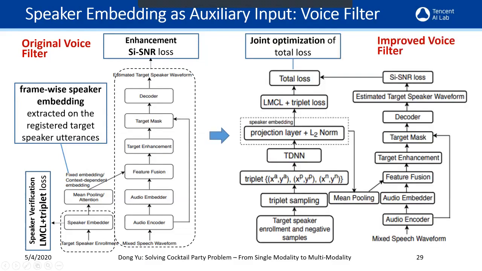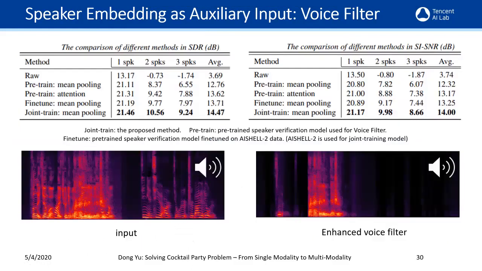The original voice filter can be slightly improved by jointly optimizing the enhancement network and the speaker embedding under the multitask learning framework. Our experiments show that the improved voice filter significantly outperforms the original voice filter, especially when there are interfering speakers. This suggests that the jointly trained speaker embedding provides better bias to restore the target speech. Let's listen to an example.